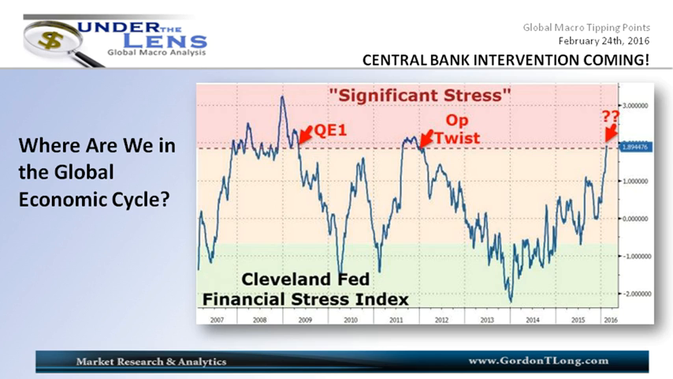The Federal Reserve watches very closely the Cleveland Fed's Financial Stress Index. It shows stress to be significant, and this is critically important, especially at levels that have previously forced the Federal Reserve to take significant policy actions. These levels launched two highly controversial initiatives, quantitative easing one and Operation Twist, previously.